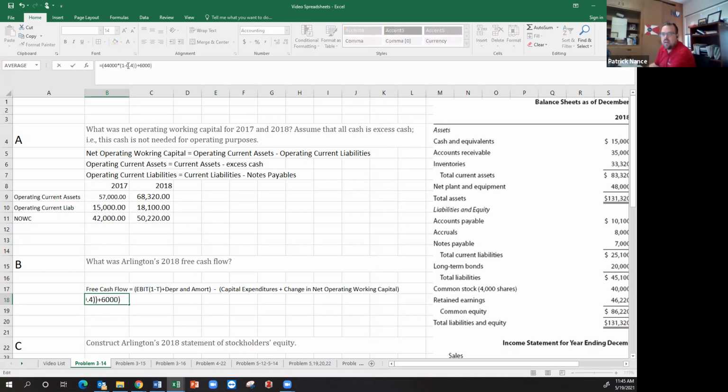And then I need to take all that minus my capital expenditures, which we found as 8,000, plus my change in net operating working capital. So 16,180 is what I should get for my free cash flow.